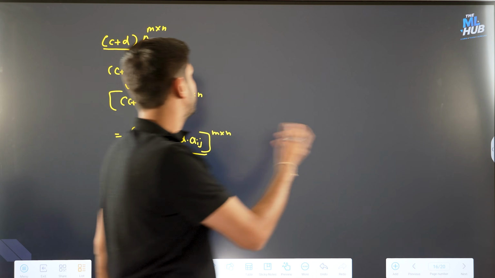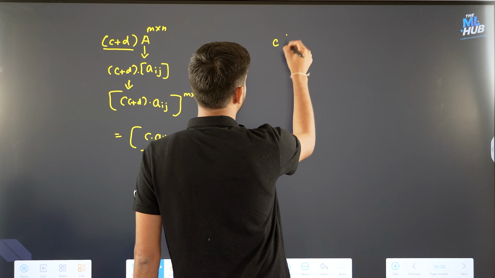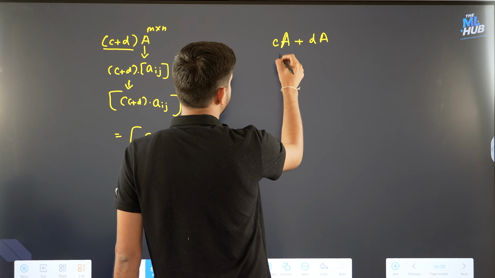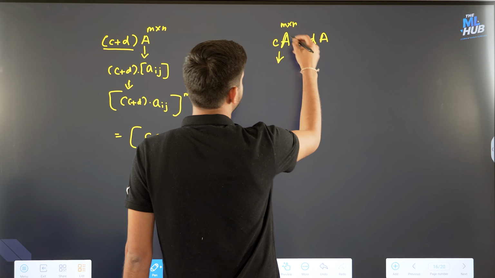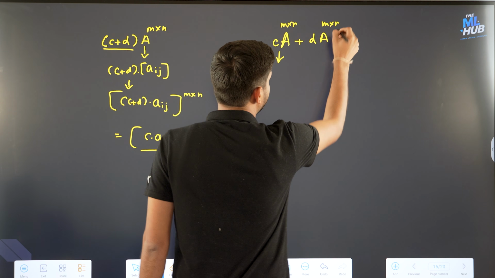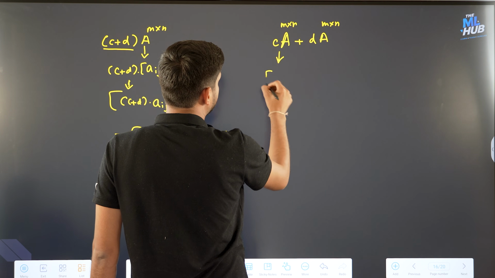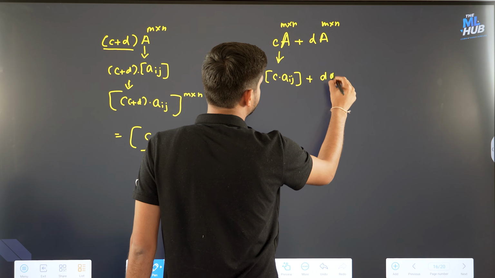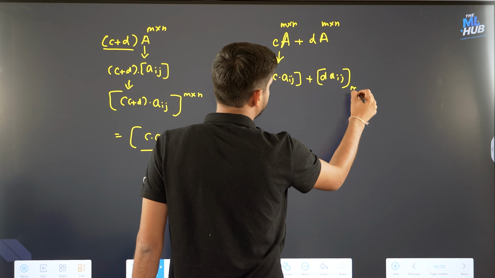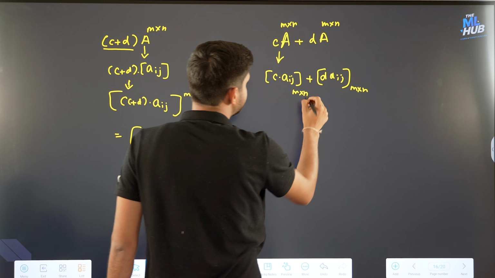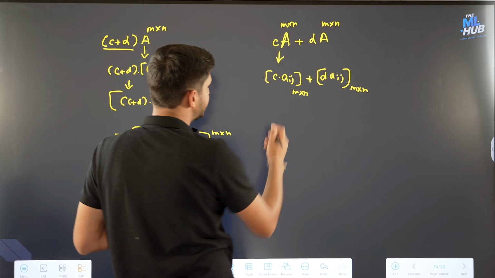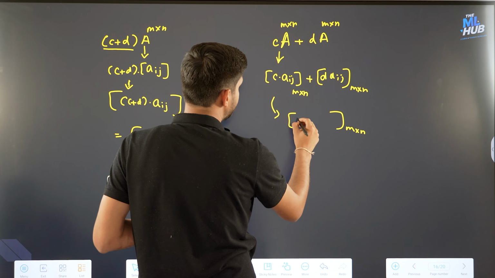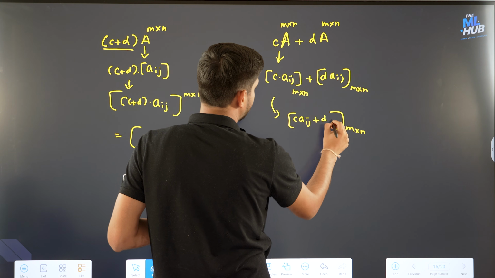Okay, and the same thing if you see the RHS, the RHS was what? c times A plus d times A. Okay, so here A is an m cross n matrix, so c times A will also be an m cross n matrix. Similarly, d times A will also be an m cross n matrix. The ijth term here will be c times aij, and the ijth term here will be d times aij, and both will be m cross n matrices. Now since both are m cross n matrices, they can be added, the addition criterion is satisfied, and this will give you an m cross n matrix whose ijth term will be c times aij plus d times aij.